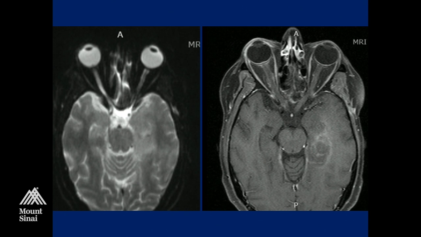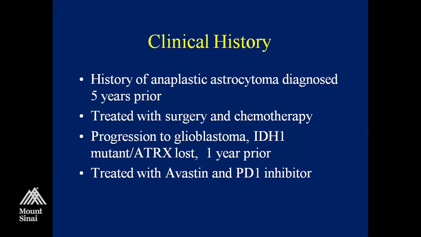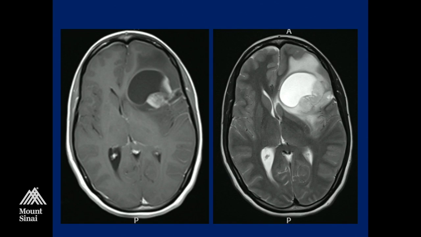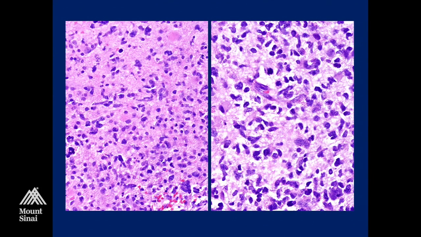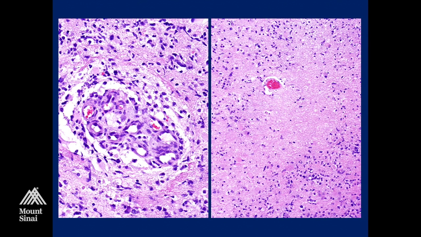The history of this patient is important because she had been diagnosed with an anaplastic astrocytoma of the brain 5 years previously that had been treated initially with surgery and Temodar. It had eventually progressed to GBM. This was a known IDH1 mutant tumor that had lost ATRX and had been treated with Avastin and a PD-1 inhibitor, but neither of those things were working very well. Here's the MRI of the radiographic appearance of the original tumor back in the frontal lobe. Here's what it looked like under the microscope, a malignant-looking astrocytoma, clear vascular proliferation, clear necrosis, so clearly a GBM after it had progressed.